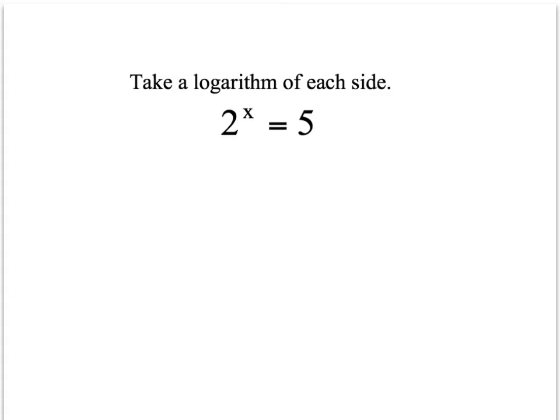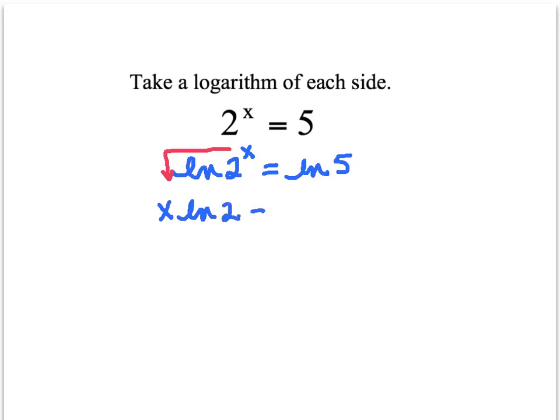So I'm going to start out by saying, let's take the natural log of each side of this equal sign. I'm going to take the natural log of 2 raised to the x power and say it's equal to the natural log of 5. Now I'm able to let the exponent move down in front because of the property of logarithms that lets me do that.